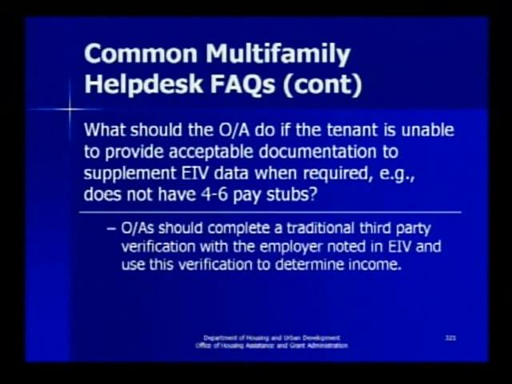We've had questions come in from OAs saying that tenants are unable to provide acceptable documentation to supplement the EIV data. That means they're not able to provide the 4 to 6 consecutive and current pay stubs that are required. If the tenant cannot provide those, because that is what you're calculating the income off of, you will need to do a third-party verification with the employer. And from that, you will determine and calculate the annual income for that tenant.